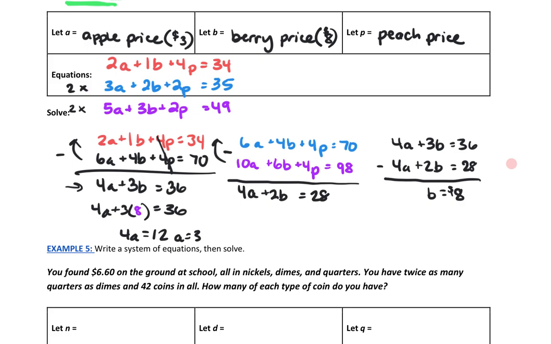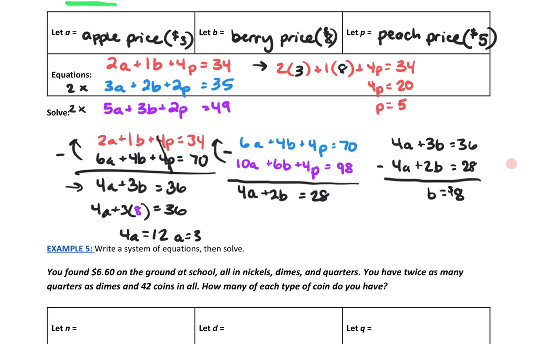And now we're going to plug those two values into one of the original equations. So let's go ahead up here. So we've got 2 times the apple price plus 1 times the berry price plus 4P is equal to 34. Go ahead and solve that, and so will I. And pause it. When I go through and solve that, I end up with P is equal to 5. So the peach price is $5 per pound.